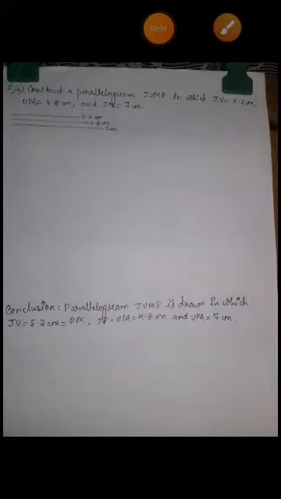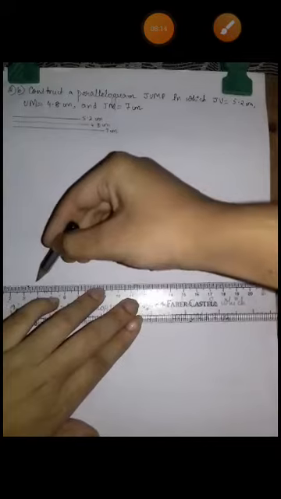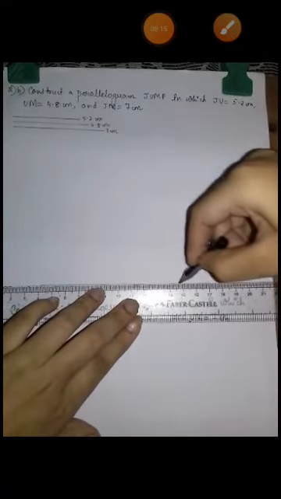So let's start constructing the parallelogram using the scale and compass. At first, as I have shown you in the previous construction also, you need to draw the base line. You are drawing the base line over here. Now see, you need the base, we are considering the base as JU. So the base JU is of measurement 5.2 centimeter.